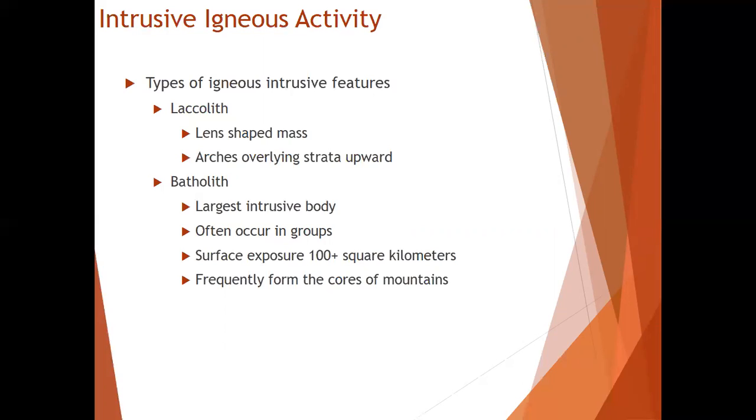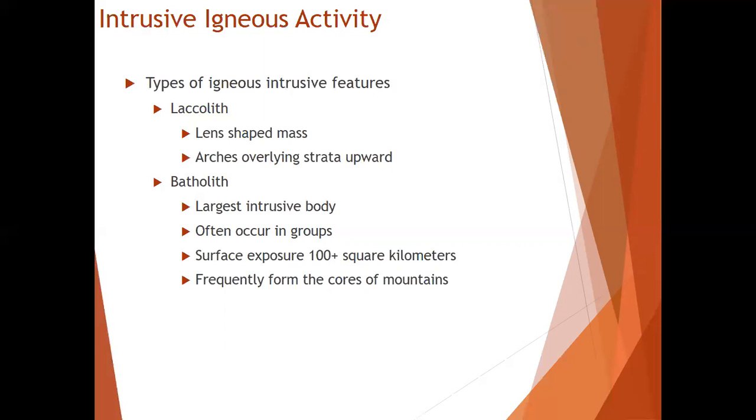The laccoliths are going to be smaller than the batholiths. The batholiths are your largest intrusive bodies. They're often found in groups, which does make sense because where you have a lot of igneous activity, you have a lot of igneous activity. These are not going to be just volcanoes found randomly spread all over the place. They're going to be centers of volcanic activity.